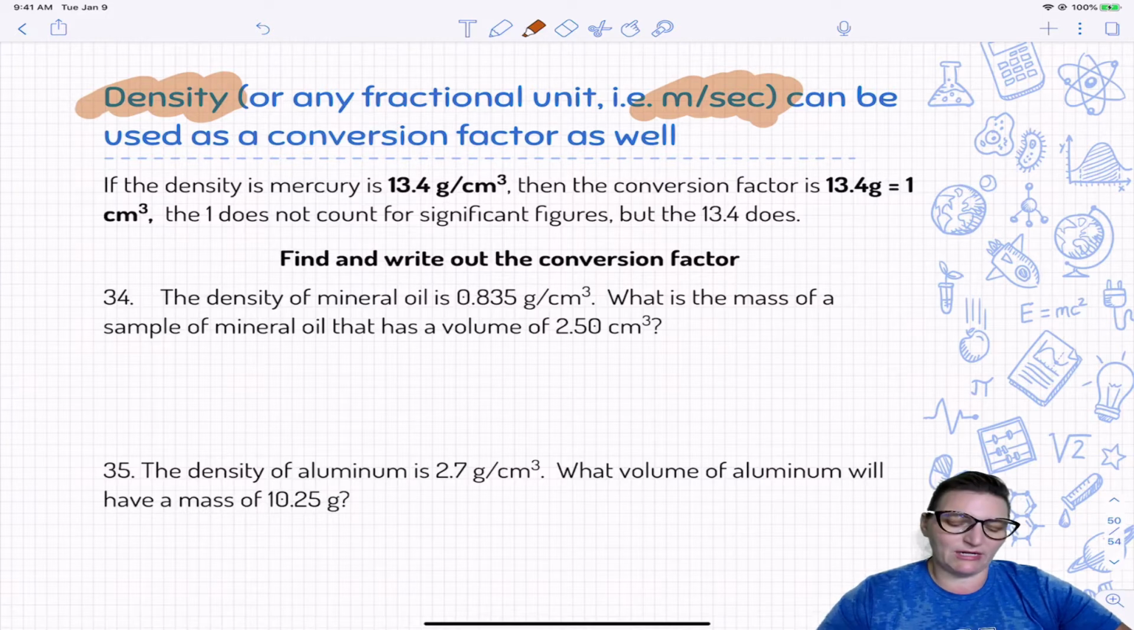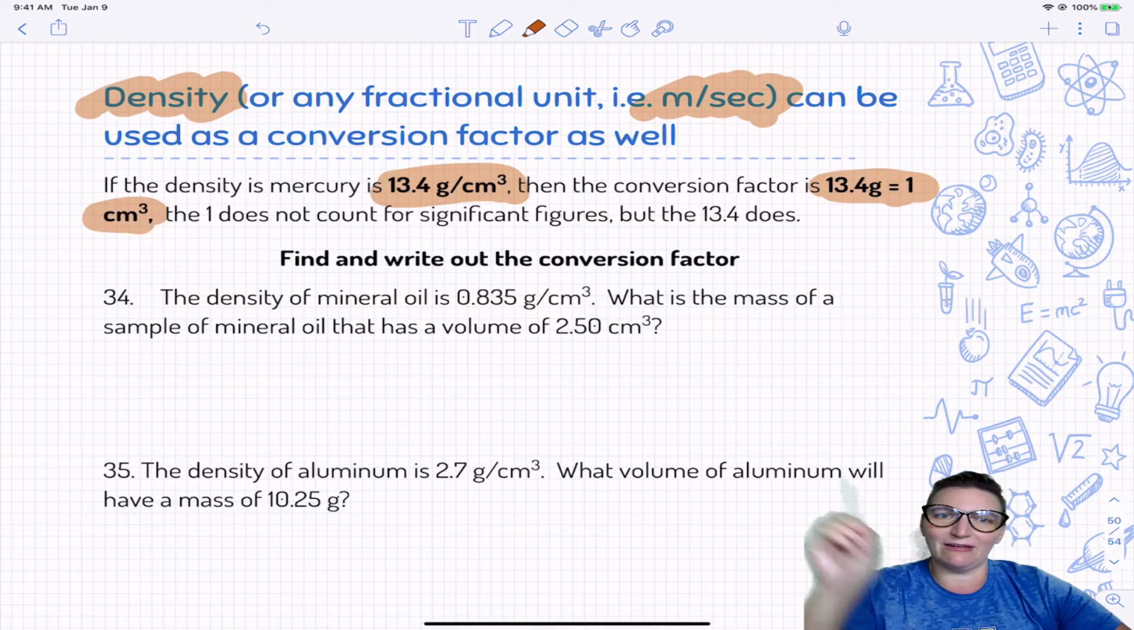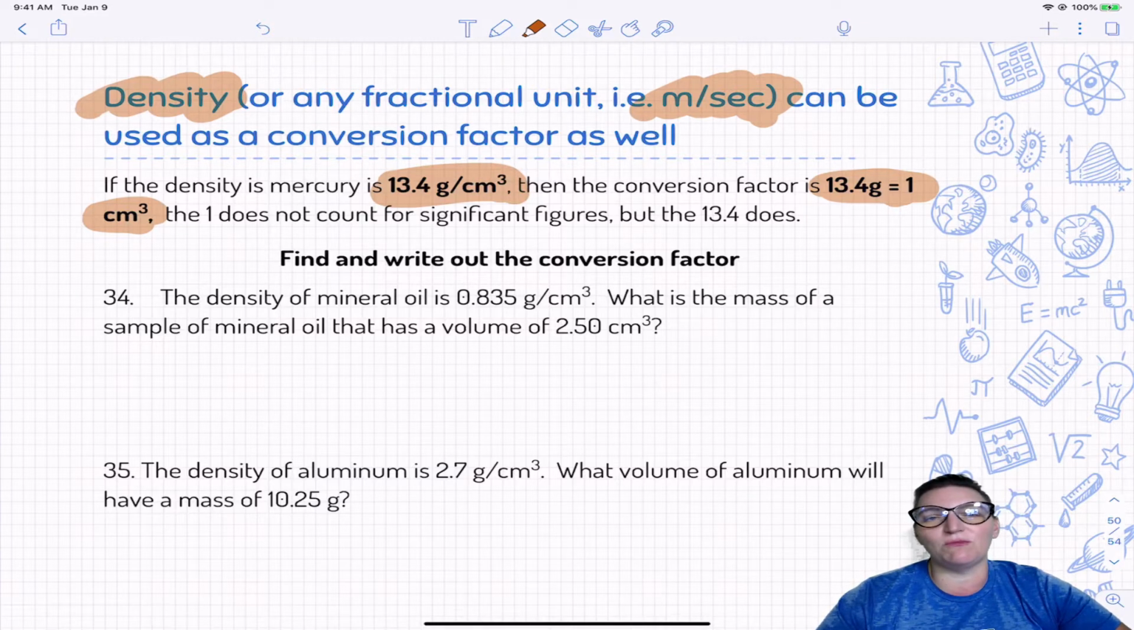The density of mercury is listed as 13.4 grams per centimeter cubed. What does that mean? That means that 13.4 grams of mercury will have a volume of 1 centimeter cubed. Those two quantities of mercury would be equal to each other. Since those two quantities of mercury are equal to each other, that's a conversion factor. So we can take the per sign, the little slash, and basically I change that into an equal sign. Then it looks like a conversion factor that we've used many times, where you put one side on the top and one side on the bottom.